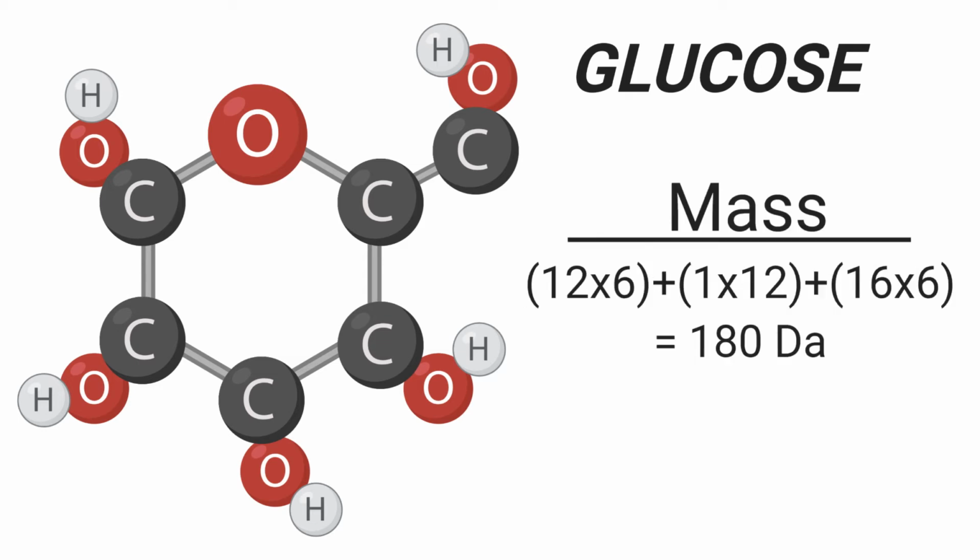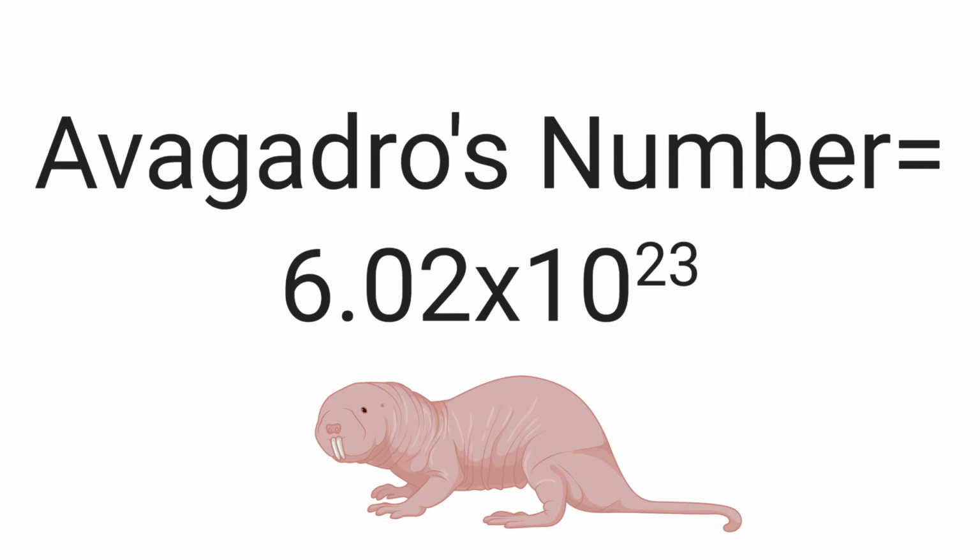That's right, 6 times 12 plus 12 times 1 plus 6 times 16. That equals 180 Daltons. The problem is that none of us have a scale that can measure something as small as a Dalton. And even a few grams of something would be billions of Daltons. We can convert Daltons to something more usable like grams.